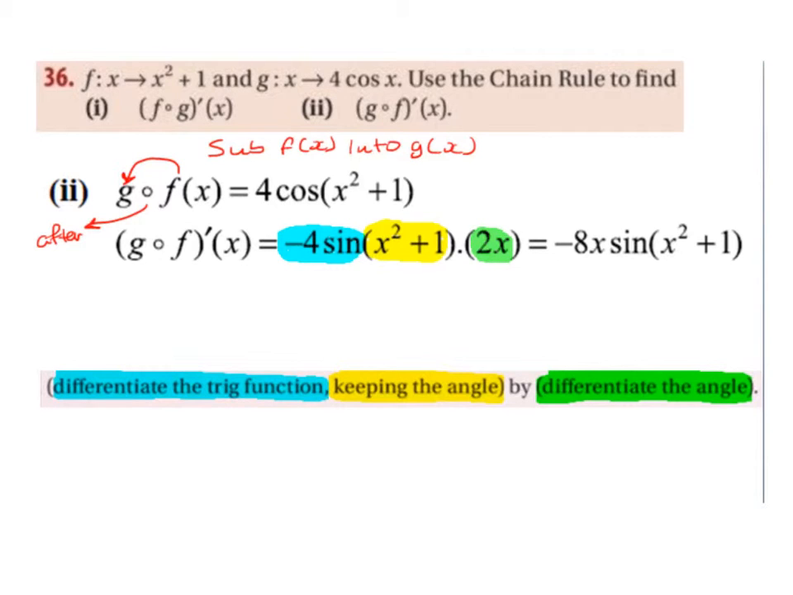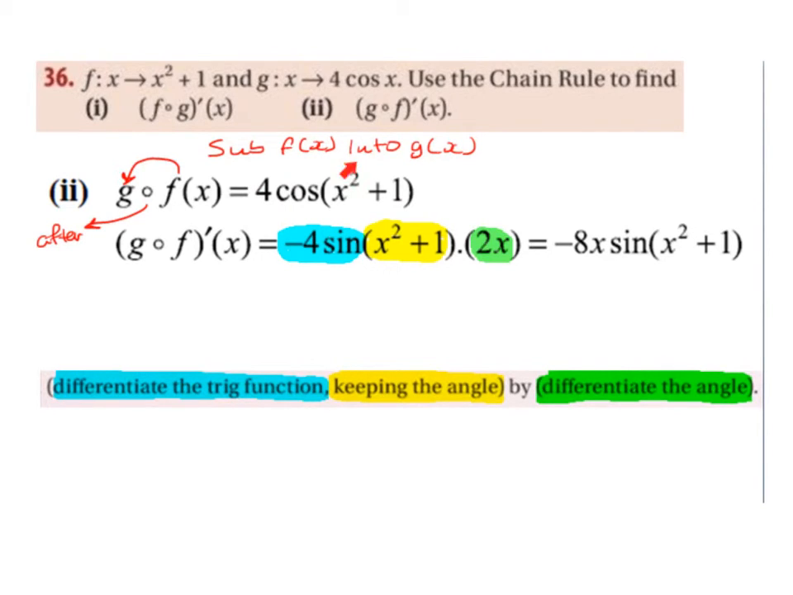So again, we use the chain rule, which is our outside-inside rule. And again, we can use this to guide us. So we differentiate the trig function. So 4 cos becomes minus 4 sine. So the number in front just stays the same, but the derivative of cos is minus sine. So we get minus 4 sine. We keep the angle, so x squared plus 1, and we multiply that by the derivative of the angle.